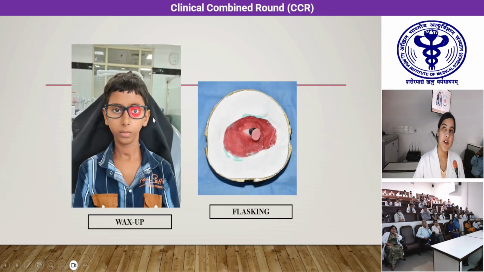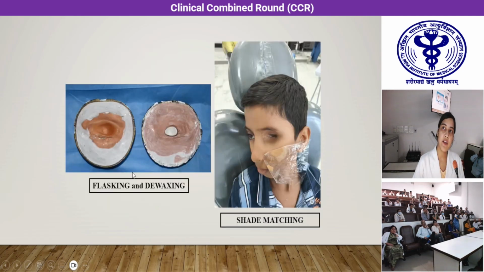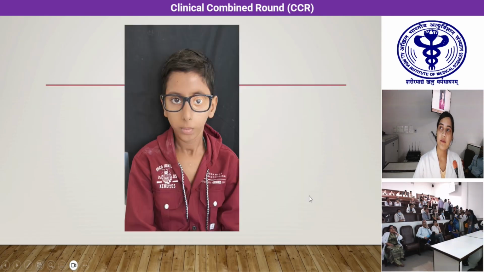These iris shells are available in the market, and according to the shade of the iris of the contralateral eye, these shells are selected, and then carved in the wax pattern according to the anatomy of the contralateral eye. Then, to create a mold, these are flasked in plaster of Paris, and after dewaxing, we get a mold. Acrylic is available mostly in clear, so we have to match the shade of the patient. After shade matching, this material is packed in the mold. This is the final prosthesis which we got after curing, and then we attach it to the spectacle with the help of screws.